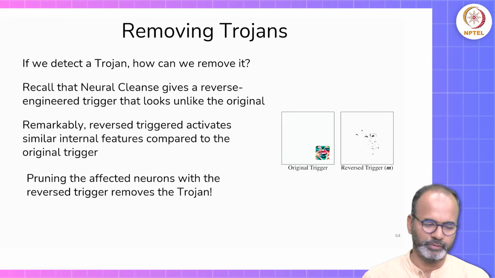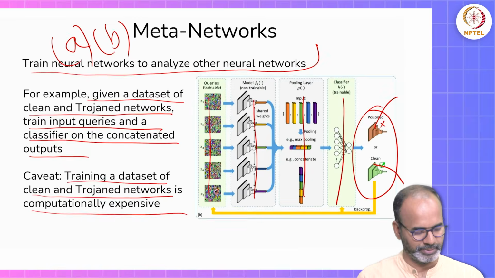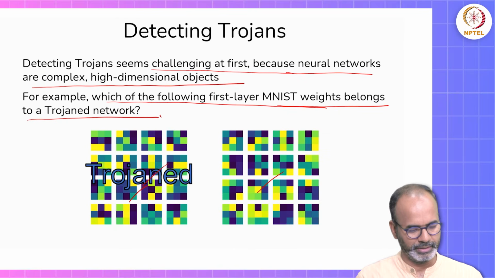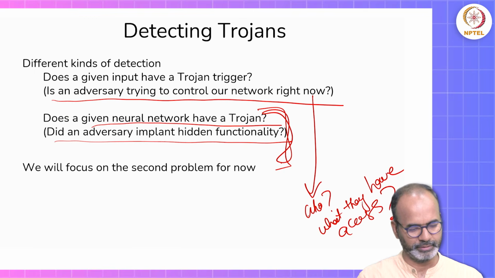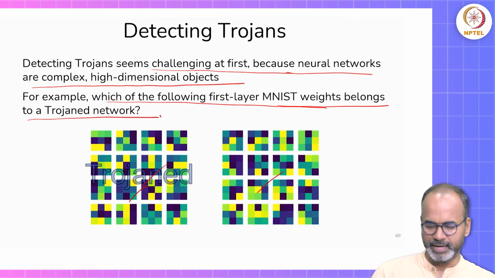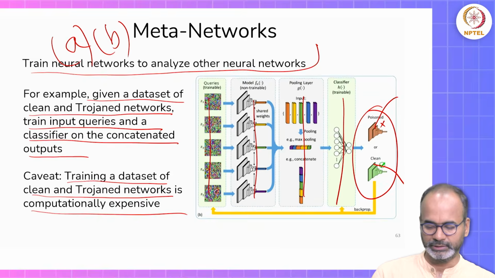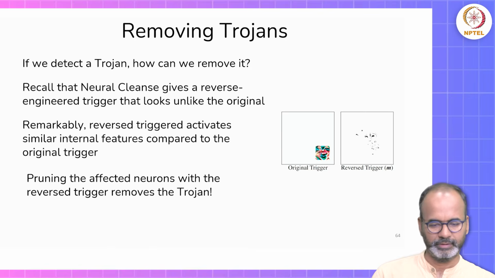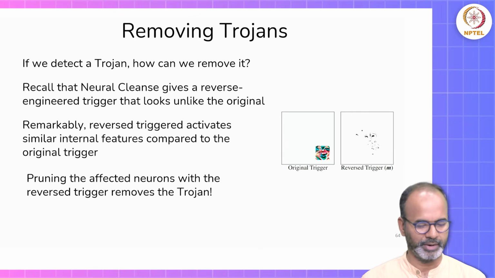Now, what can we do for removing it, now that we have identified the Trojans in the dataset? So let's go back and look at it, right? Are there any ways by which we can actually remove it? If we detect a Trojan, how can we remove it?